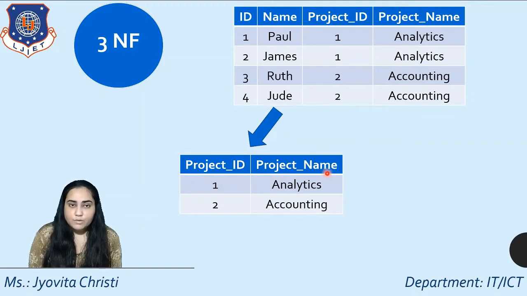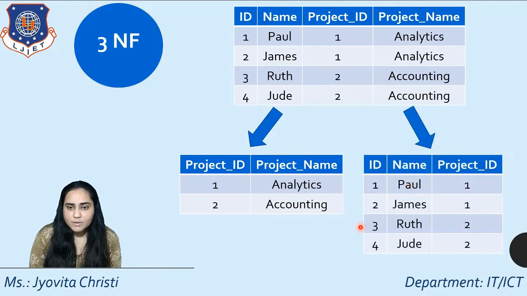So you can see already a lot of redundancy is gone with this itself, because I now have one project name occurring only once, because I'm only going to store it once here. And the second one that I've created is ID, name, and project ID. That remains the same from the original table. Now just removing that column has reduced my redundancy to a good extent.